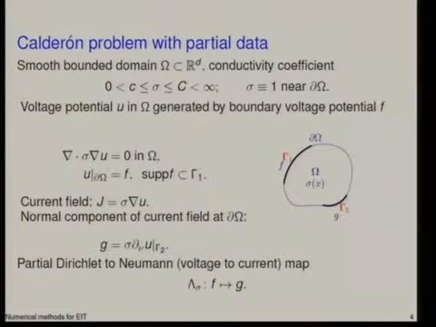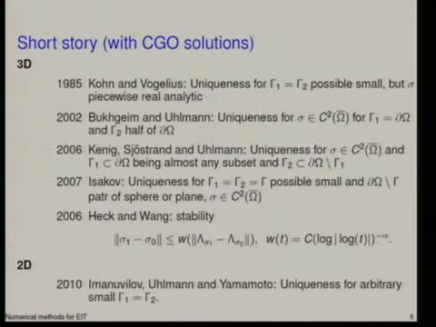Of course, you can state the opposite problem as well without any difficulties. Right. So just a little bit about the story, a rather short story. There are many other papers than what I list here, but what I emphasize are the papers that have the CGO solutions as a central component in the analysis.